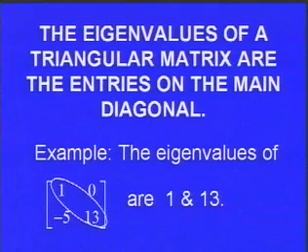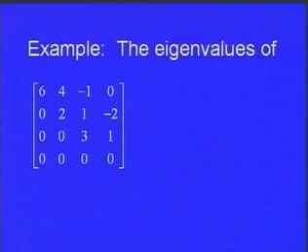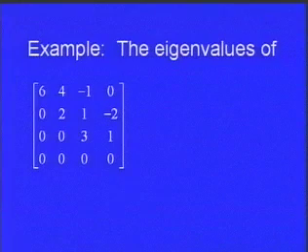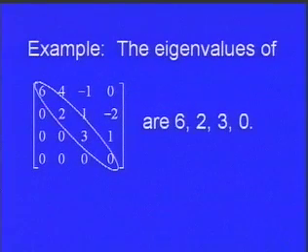Okay, now before I showed you this theorem, this next example, the eigenvalues of the 4 by 4, which the first row is 6, 4, negative 1, 0, second row is 0, 2, 1, negative 2, third row is 0, 0, 3, 1, and last row is all zeros. To find the eigenvalues of that guy would be pretty complicated, pretty nasty. So it's probably a good thing that you know this theorem, because the eigenvalues are just 6, 2, 3, and 0. So that made it a really quick problem. Took all of, what, 12 seconds. Whereas before, we would have been working for probably a good 15 minutes on it.